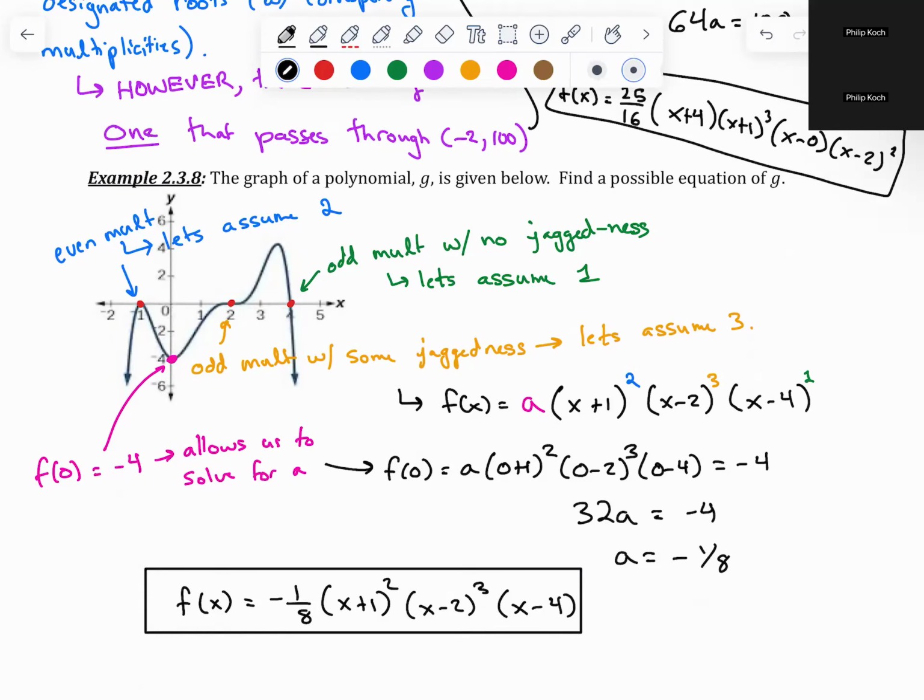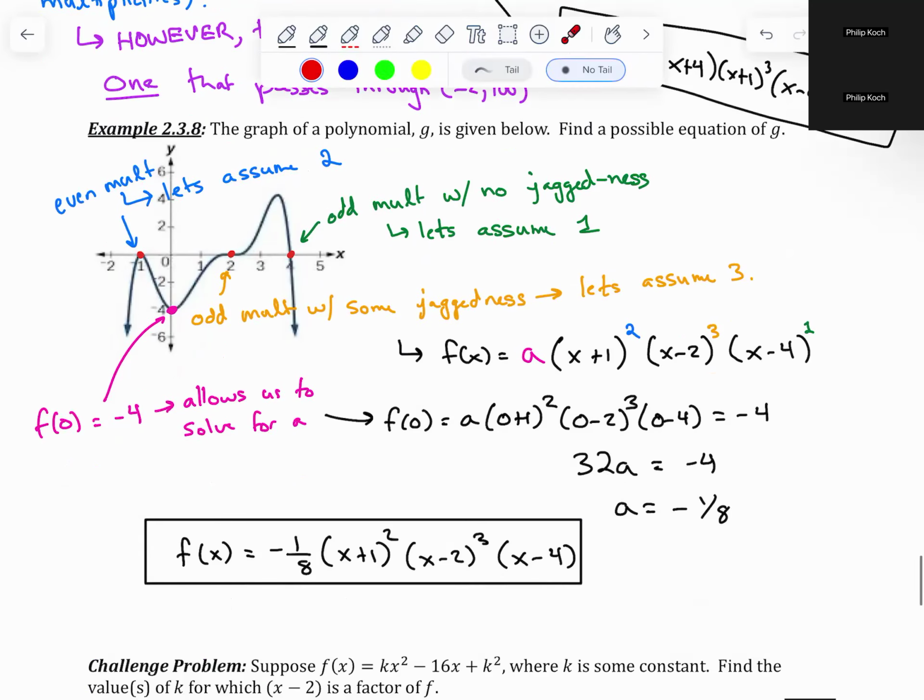And by the way, our leading coefficient will be negative, which lines up with the fact that this thing should fall on the left and fall on the right. Count out the multiplicities. 2 plus 3 plus 1, that's 6. This is an even polynomial. It's a degree 6 polynomial. So it either goes both up or both down. But since our a value is negative, it does fall in line with what the shape ends up being.